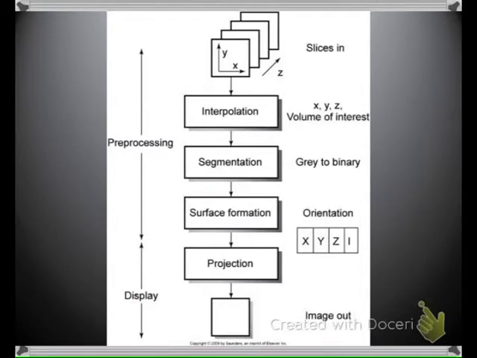So in our last slide, we just see the importance of everything. We have pre-processing, and then we have display. And so there's tons of steps that have to go in to actually get a displayed image, and these are just some of the few that we've talked about.